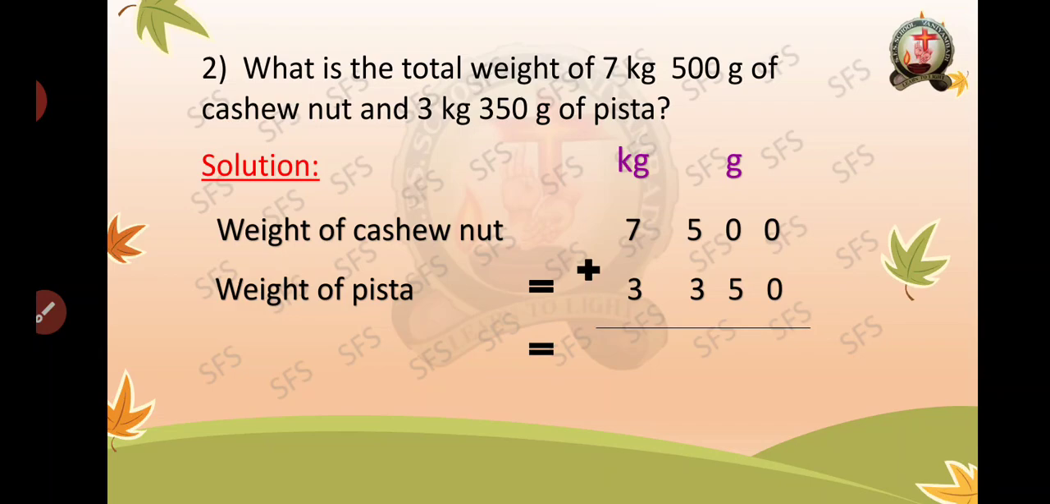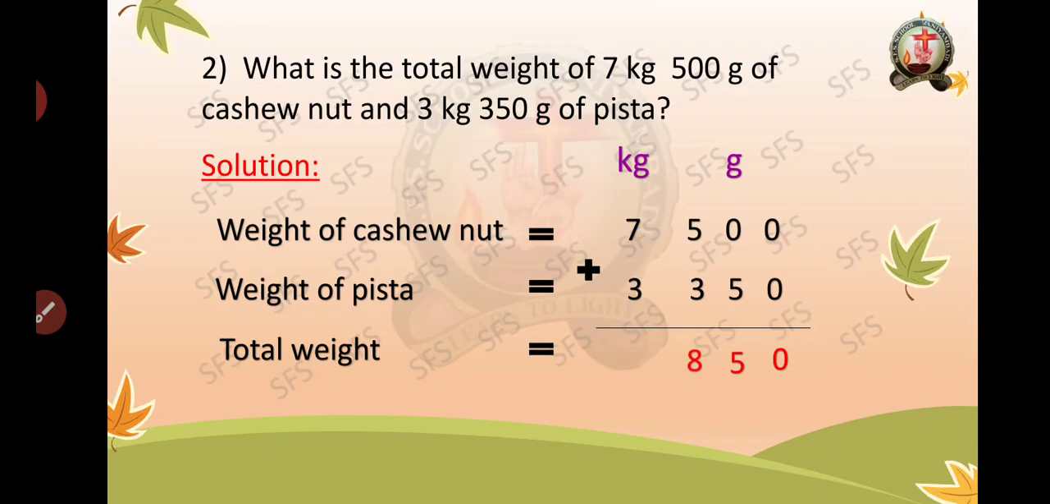Then in the question they are asking you to find the total. So the question is about addition, so we have to use the plus sign. They are asking the total weight of cashew nut as well as pista, isn't it? We have to find the total weight of these two. So the total weight is equal to, now let us add. 0 plus 0 is 0. Good. Then 0 plus 5 is 5. Good. Then 5 plus 3 is 8.